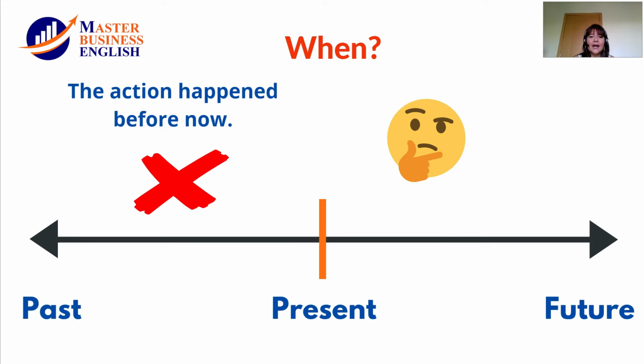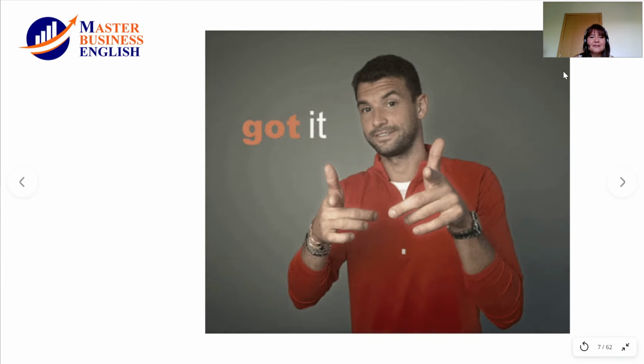Here you have the timeline: the past, the present, and the future. And as you can see, the past simple action is located in the past before the present. Here, the action or activity happened before now. So every time you want to talk about a past action, and you locate that action in the past before now, you should use the past simple. Do you understand? Do you get it? Very good. You got it.